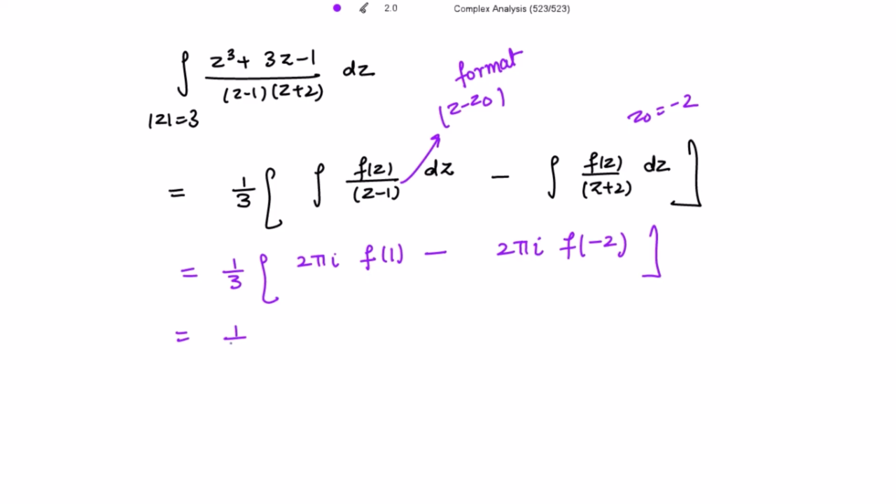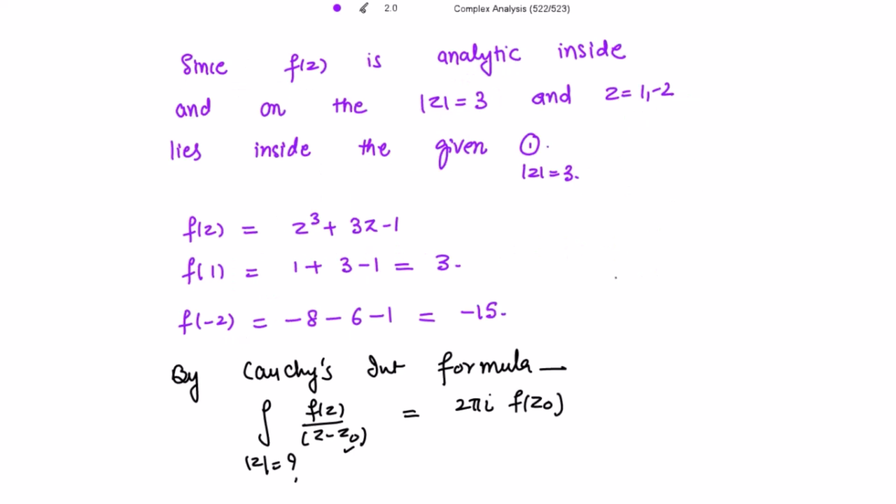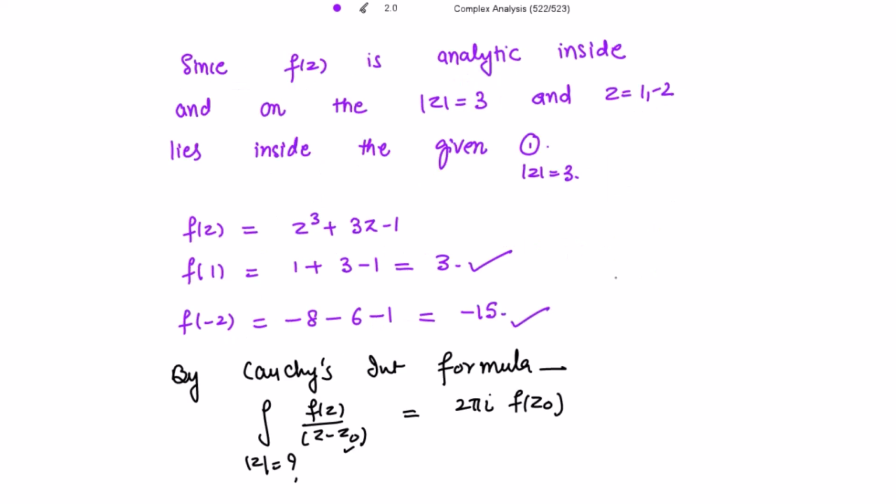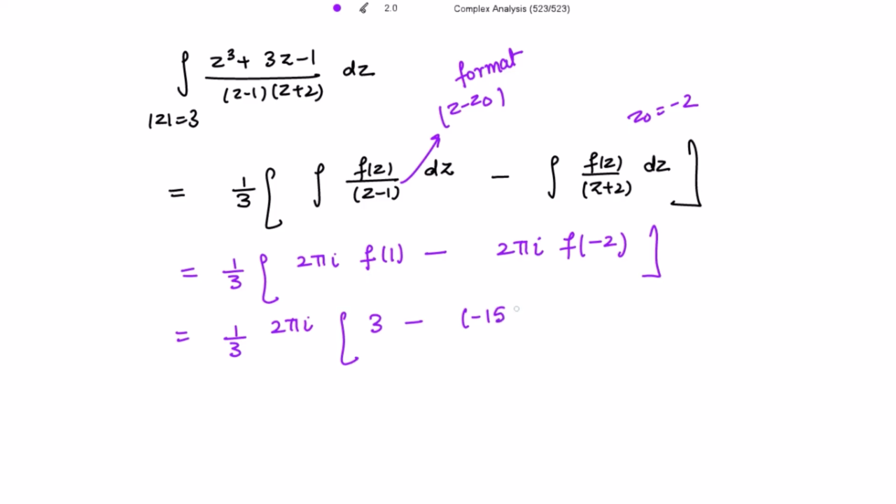So this is further equal to 1 divided by 3. I am taking 2 pi i outside. We have got the value of f of 1 to be 3, minus the value of f of minus 2 to be minus 15. So that is 3 plus 15. So this is 1 divided by 3 times 2 pi i times 18. 15 plus 3 is 18. So this is 3 and this is 6. So this is equal to 12 pi i, the required answer for the given integral. Okay, thank you.